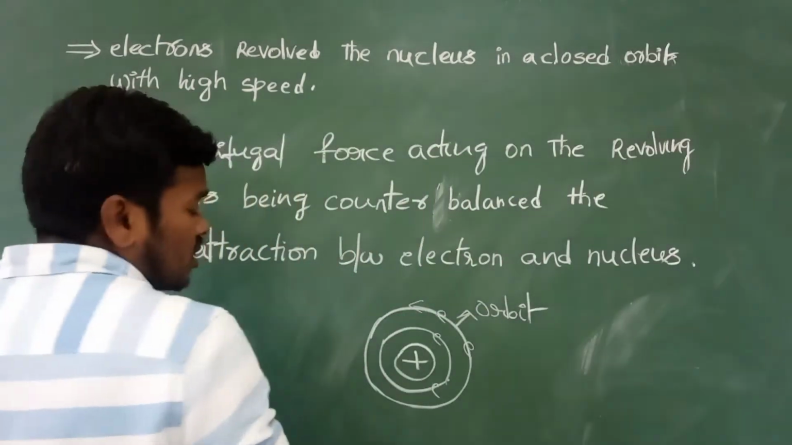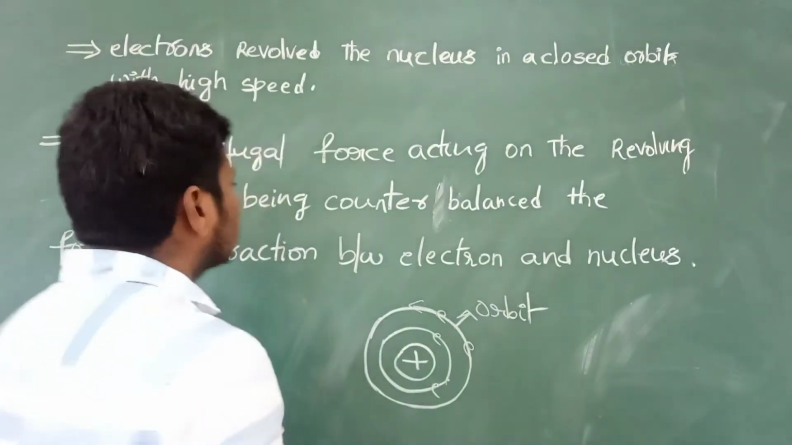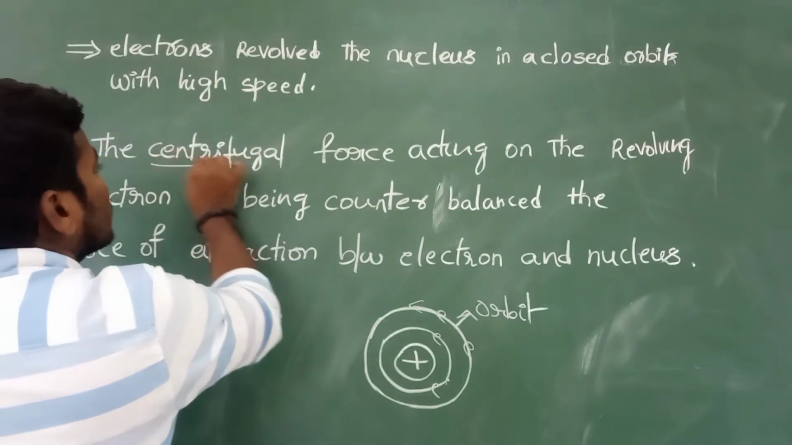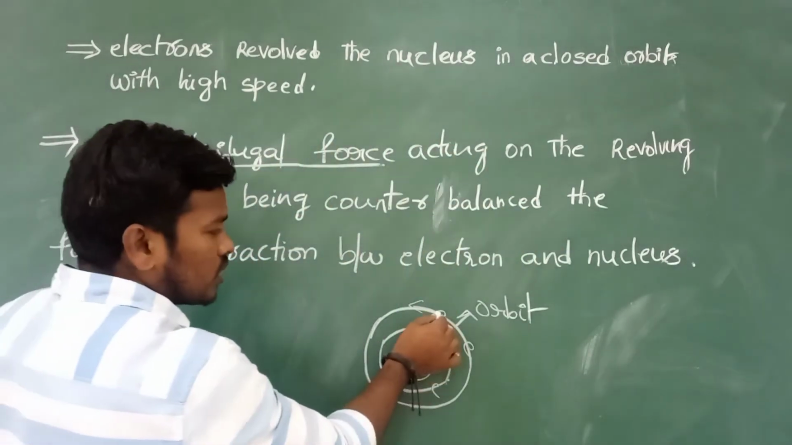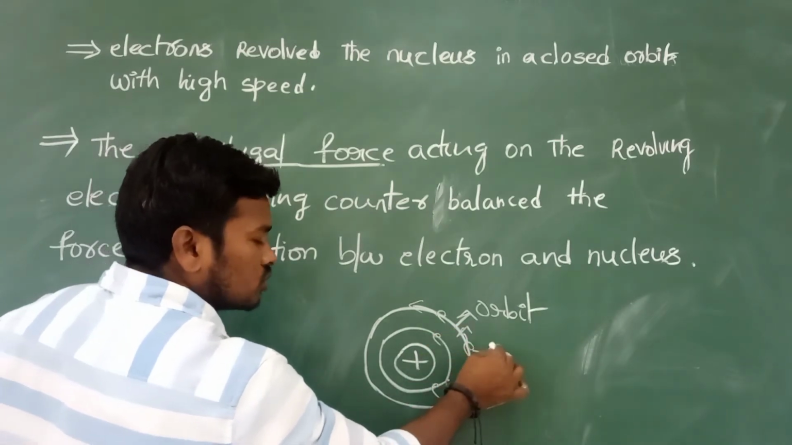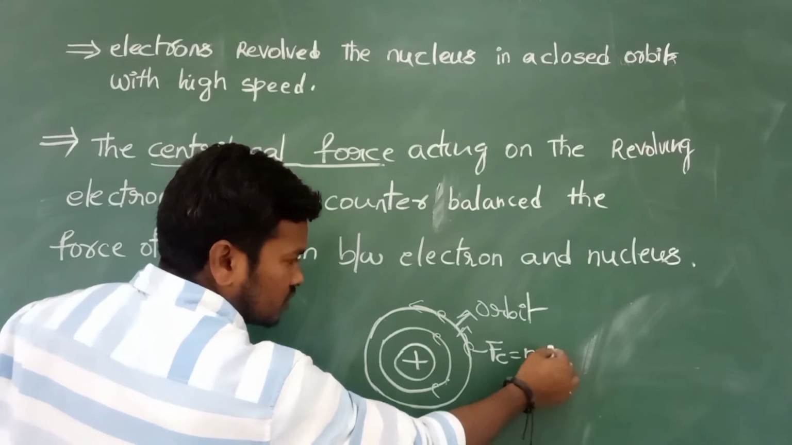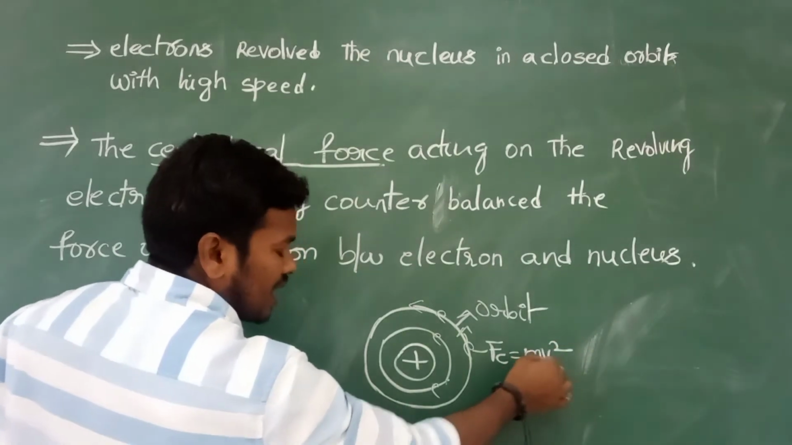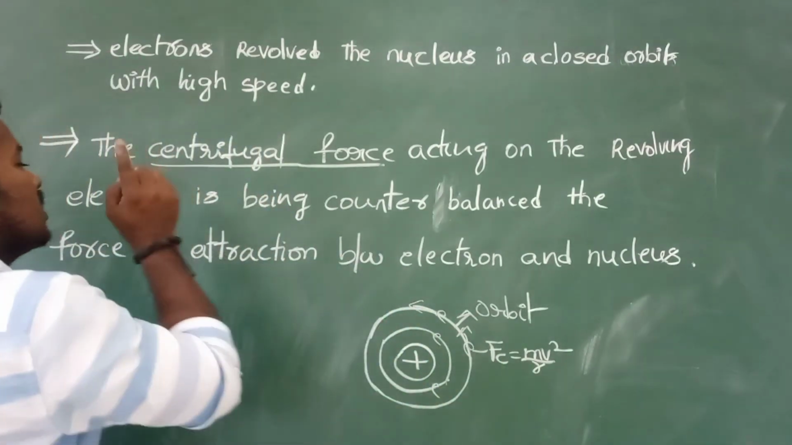Whenever the electron is revolving, what type of forces will be there? We can see here the centrifugal force acting on the revolving electrons. Whenever the electron is revolving, a force called the centrifugal force, mv square by r, will act. So one type of force is acting.